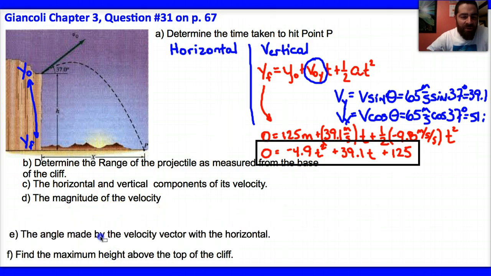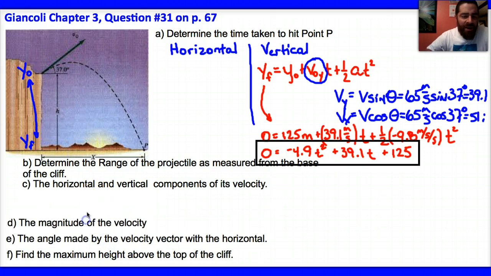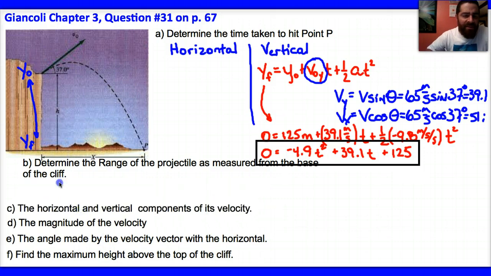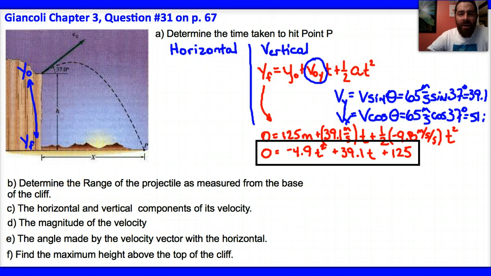I'm going to move some of these other questions a little bit further out of the way. What you should recognize is that this is a quadratic in the form that you should be familiar with, and that is ax squared, where negative 4.9 is your a value, plus bx, where positive 39.1 is your value for b, plus c, where positive 125 is your value for c. So again, I'm just going to write this standard form so you recognize it. Ax squared plus bx plus c.